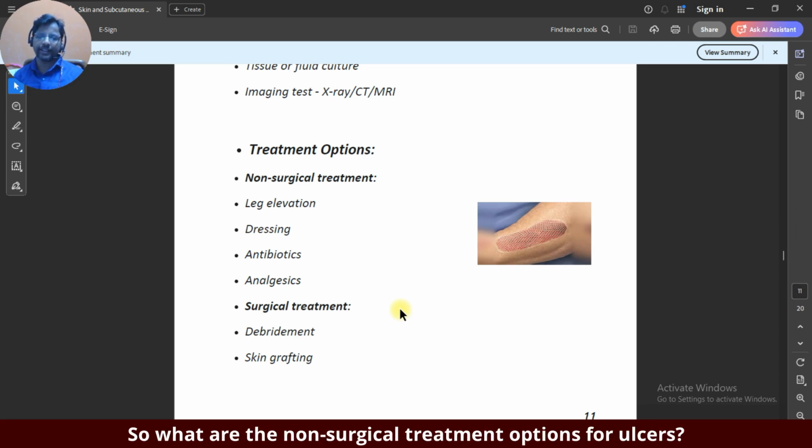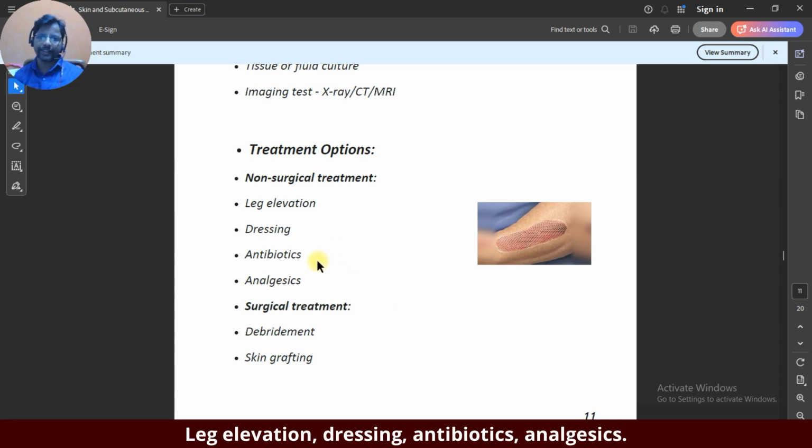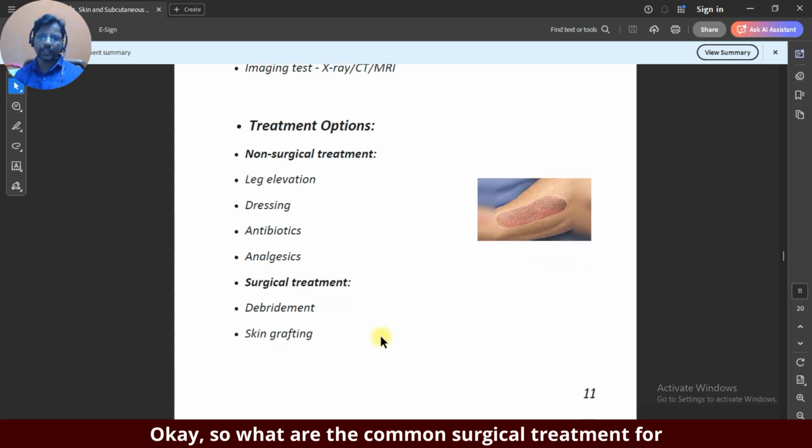So what are the non-surgical treatment options for ulcers? Leg elevation, dressing, antibiotics, analgesics. What are the common surgical treatments for ulcers? Debridement and skin grafting. This is the skin grafting basically.